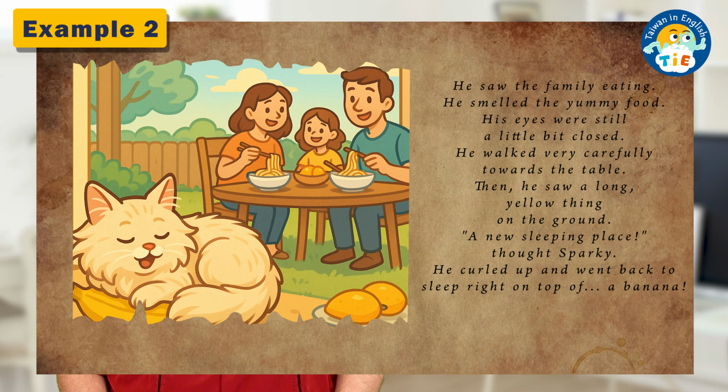He saw the family eating. He smelled the yummy food. His eyes were still a little bit closed. He walked very carefully towards the table. Then he saw a long yellow thing on the ground. A new sleeping place, thought Sparky. He curled up and went back to sleep, right on top of a banana.